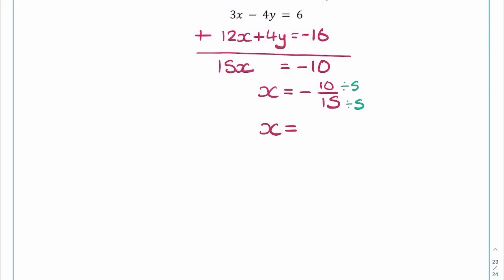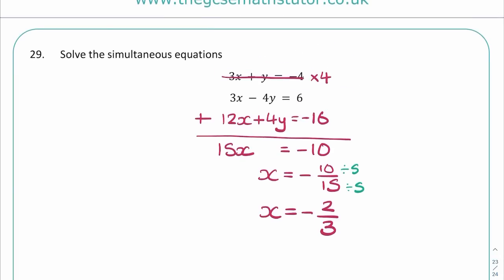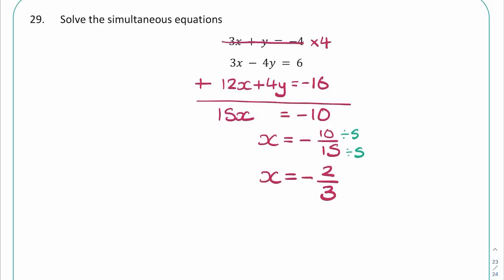10 divided by 5 is 2, and 15 divided by 5 is 3. So x is equal to negative 2/3. So a really nasty question here. This could be calculator, but it could also be non-calculator. So we don't want to rely on a calculator method on a question like this.